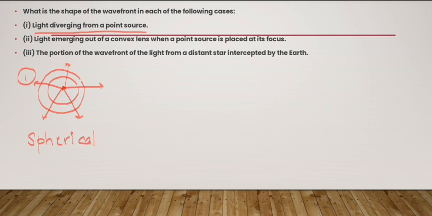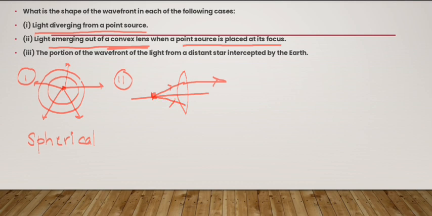Okay, now in the second question, second part, the light is emerging out of a convex lens when the point source is placed at its focus. Suppose, students, we have a convex lens and this is one of the focus of this lens. Let us consider we have the point source over here. We know when the light ray is incident on the lens from the focus, it moves parallel to the principal axis. Now the wavefront so formed will be parallel. So we get finally parallel wavefronts.